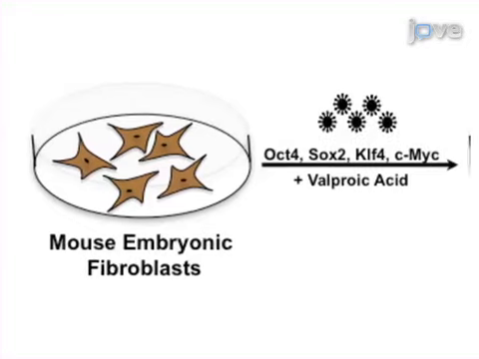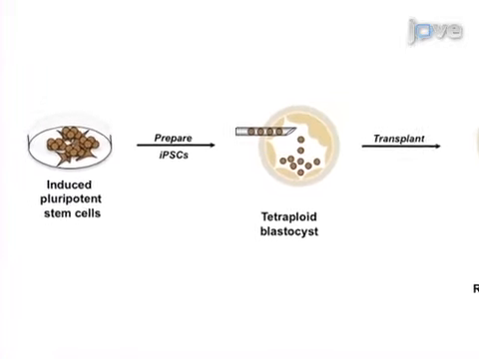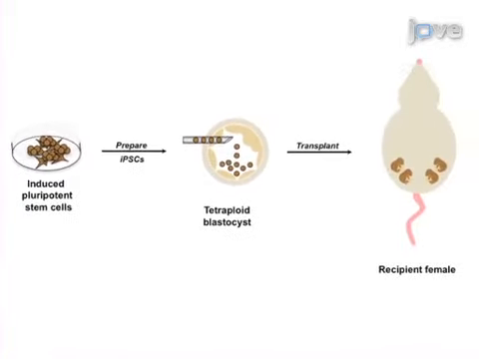Once the iPSCs are generated, they are characterized by immunostaining, chromosome counting, and embryoid body formation. The next step is to generate recipient tetraploid blastocysts via electrofusion and in vitro culture. Subsequently, the iPSCs are injected into tetraploid blastocysts, and complemented blastocysts are transplanted to recipient females for gestation.